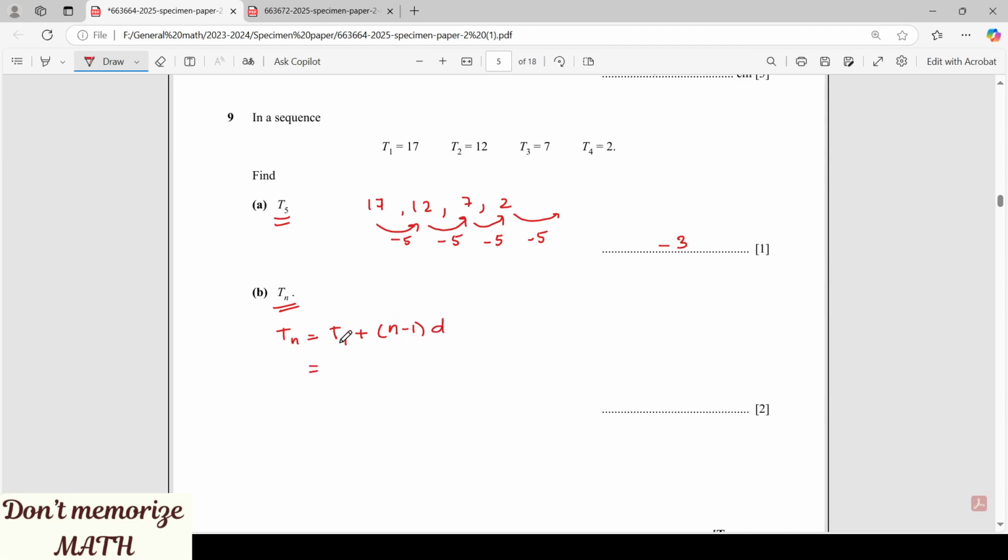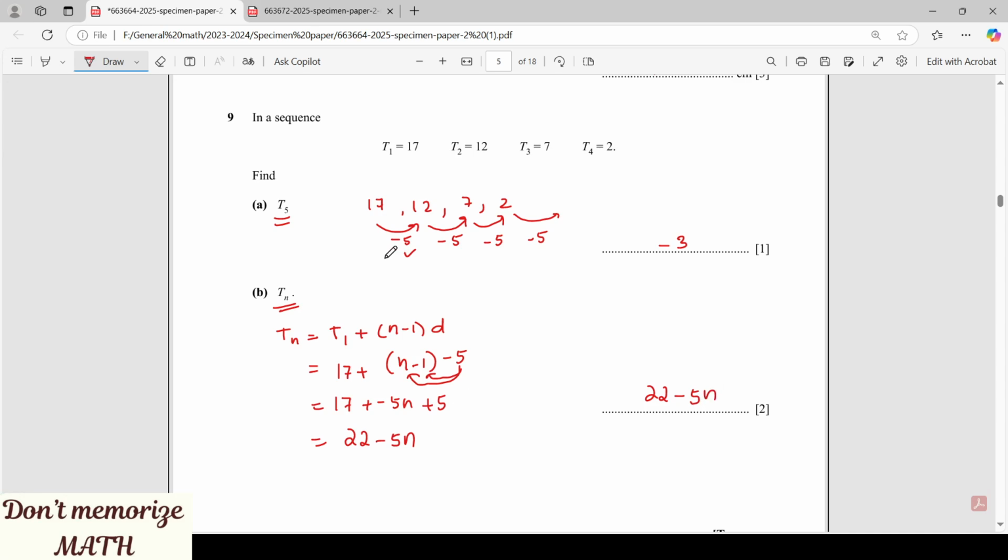So what is t1? T1 is 17 plus n minus 1, we don't have a value for n because we are finding the nth term. What is the difference? The difference is negative 5. So 17 plus, we need to simplify it. Negative 5 times n is negative 5n. Negative 5 times negative 1 is plus 5. So you will get 17 plus 5 is 22 minus 5n. So the answer is 22 minus 5n.